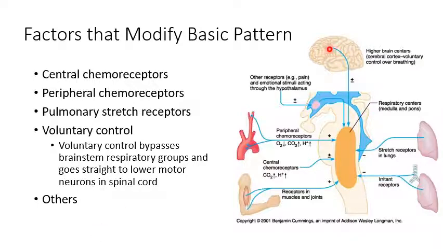Right, so here you would have an upper motor neuron, a somatic upper motor neuron that would go down here, straight through the brainstem into the spinal cord and synapse onto a lower motor neuron that will control either the diaphragm or the external intercostal muscles or the accessory muscles.